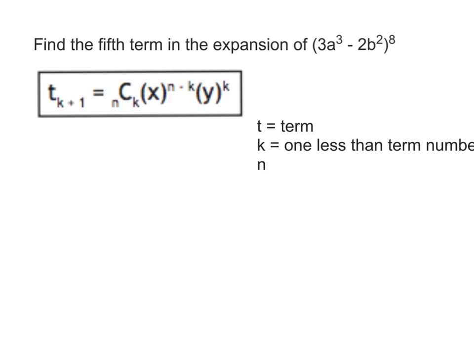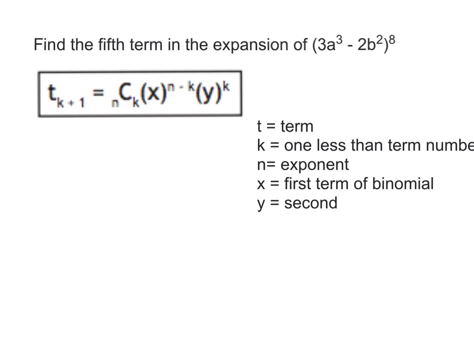N is the exponent. So in this case, 8. And then we have x and y. X is the first term of the binomial. And y is the second term of the binomial.